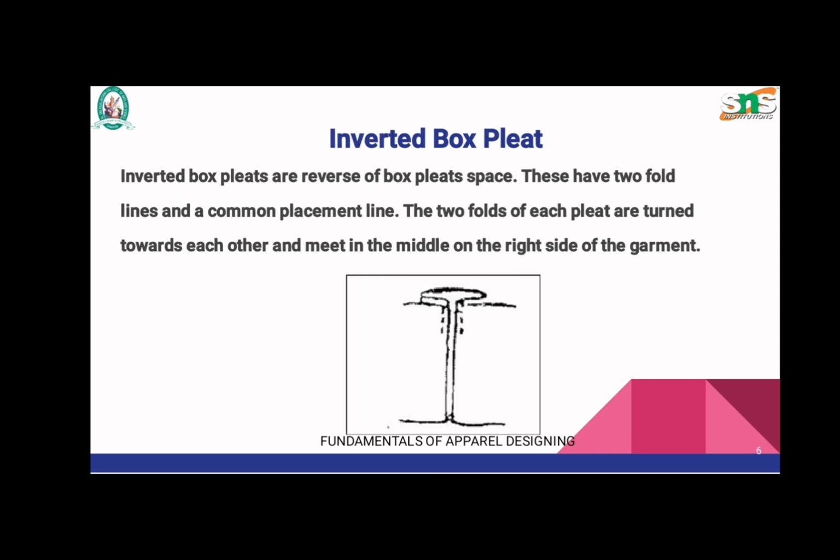Next, inverted box pleat. The inverted box pleat is the reverse of a box pleat. These have 2 fold lines and a common placement line. The 2 folds of each pleat are turned towards each other and meet in the middle on the right side of the garment, so it is the opposite of the box pleat. So it is called an inverted box pleat.